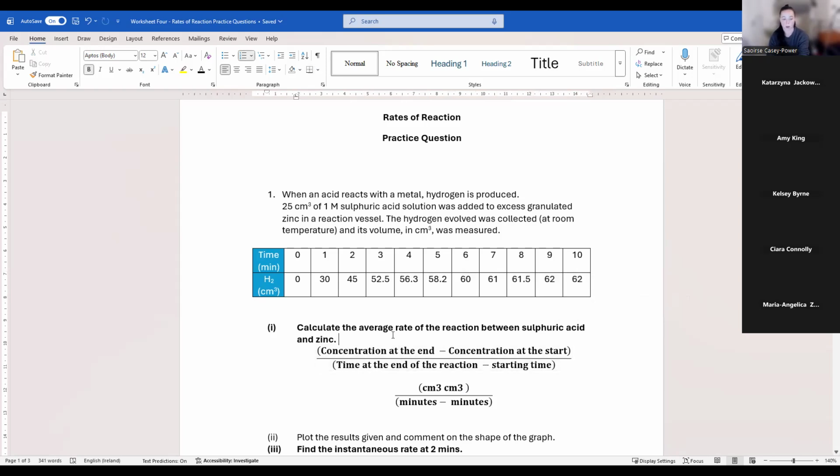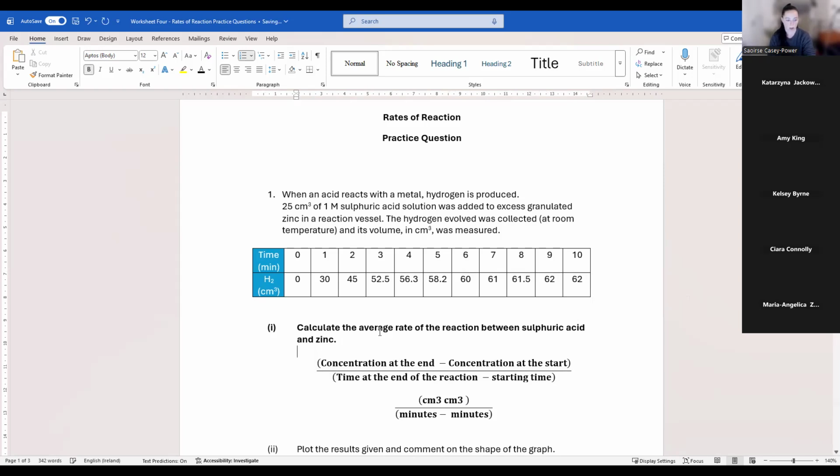All right, so taking all that into account, the first question was: calculate the average rate of the reaction between sulfuric acid and zinc. For your average reaction rate, this is the one I had at the start. It's the concentration at the end of the reaction versus the concentration at the start, over the time at the end of the reaction minus the starting time. Normally for the average rate, you have a starting time of 0, so you can just use your total reaction time, but I'll write it out just so you can see it. I'm just going to fill in everything that I have.